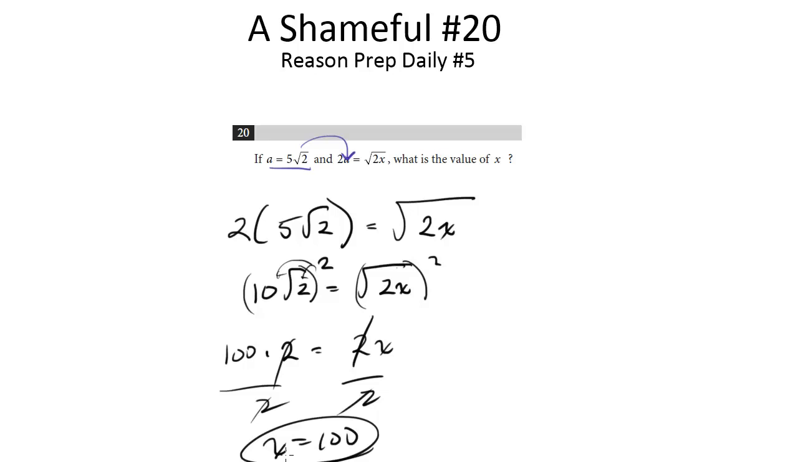So why do I call this a shameful number 20? Well, you'd expect this to be difficult, and frankly, this is not very difficult. Now, I'm not saying it's easy, but if you are at all familiar with radical equations, if you're at all familiar with substitution, I don't know, this doesn't seem very challenging. Let me know in the comments if you agree or disagree.